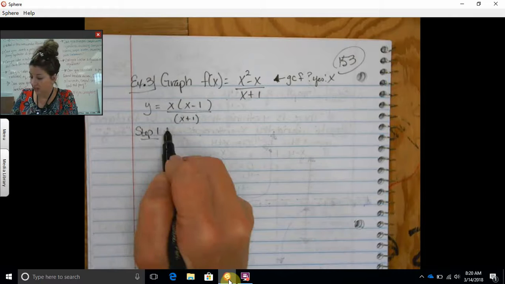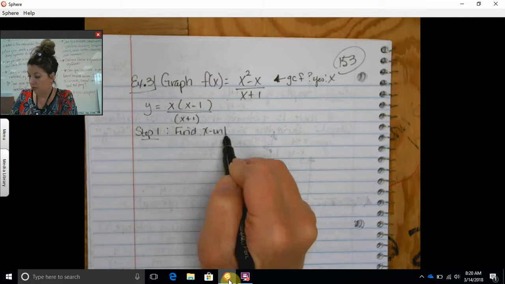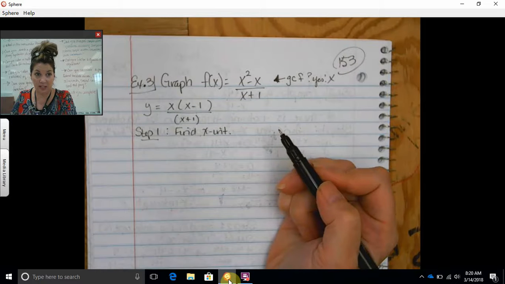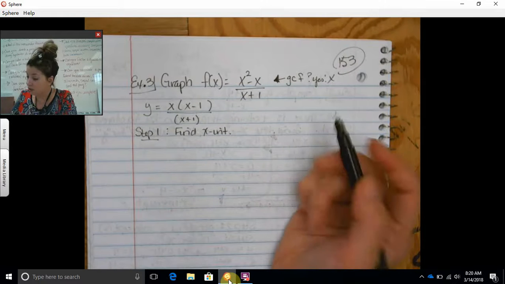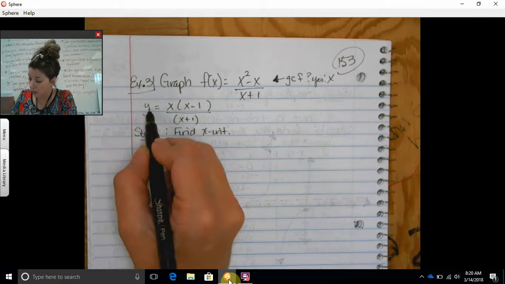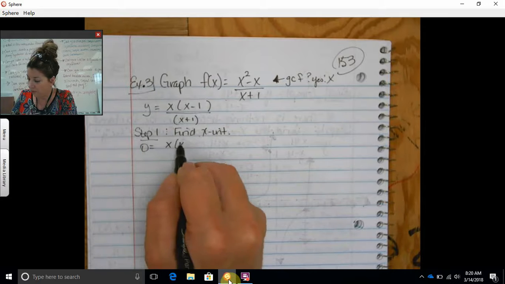Step 1, find the x-intercept. I'm going to do some abbreviating because it is 8:20 and we've got to finish before the bell rings, and I've got to give you your homework. So remember, to find the x-intercept, you substitute in a 0 for y. So I'll just go ahead and turn that y into a 0. I'm not going to write my original problem.